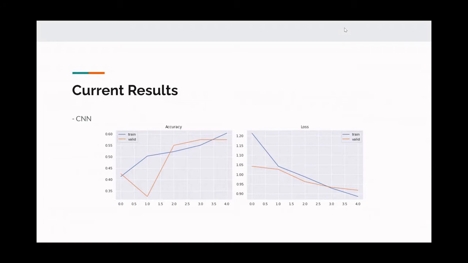This is the current result for our convolutional neural network model. This model is designed based on VGG16. We currently train it for 5 epochs, and this is our current result. The result is promising. Both loss and accuracy graphs show convergence, and the test accuracy for the model is around 0.5 to 0.6.